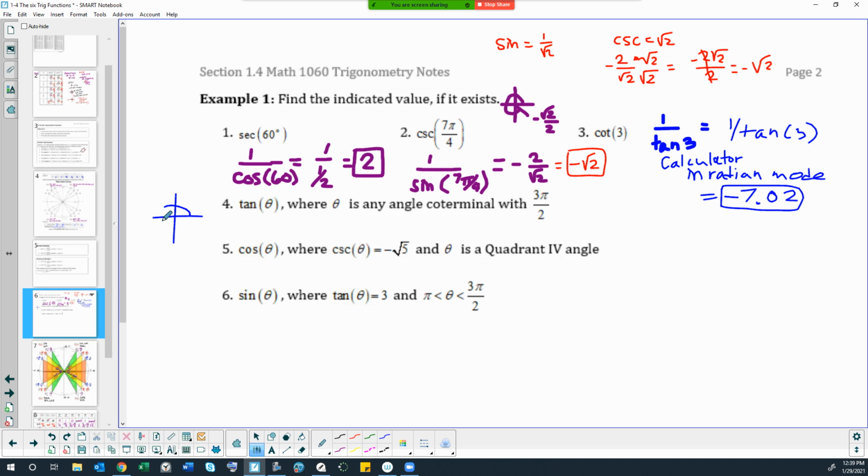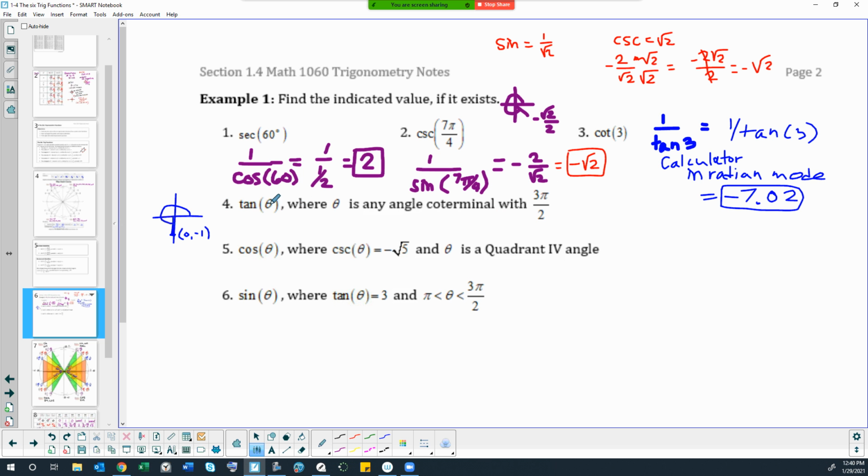So 3 pi halves is here. That would mean that our x value is 0 and our y value is negative 1. So tangent theta, where theta is any angle coterminal with 3 pi halves. I guess what they're trying to say is if it was tangent 3 pi halves, great. But if it was tangent 5 pi halves, it'll be the same answer. Or if it was tangent of negative pi halves, it'll be the same answer, right?